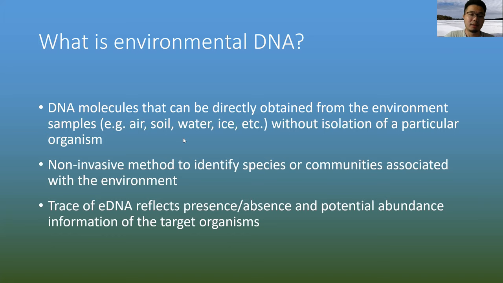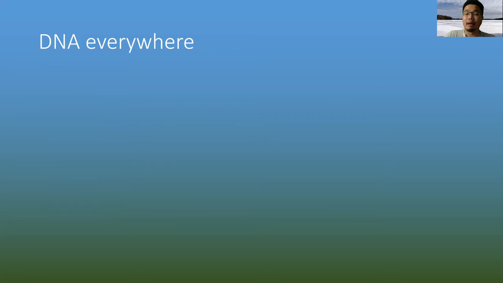Then the trace of the DNA reflects presence and absence. That is a given, because if you have DNA, then the species was here. If you do not have the DNA, you can argue that the species might not be here. Potentially you can also have abundance information for the species you're looking at. If you have more DNA, it generally means you have more individuals or more biomass of that particular species detected in the region. So DNA everywhere. That's basically the essence of environmental DNA. You just have to look for it.